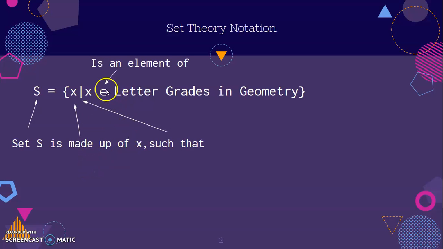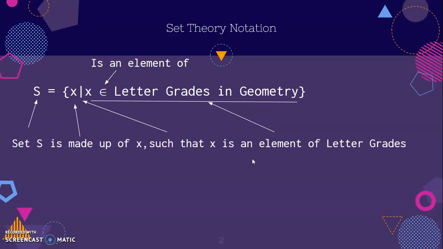And this E means "an element of." So we're saying X is made up of some requirement. And what that requirement is in this example is that X be an element of all the possible letter grades in geometry. So this is a fairly simple set. I'll show you now what it really looks like if you break it down into all the possibilities.